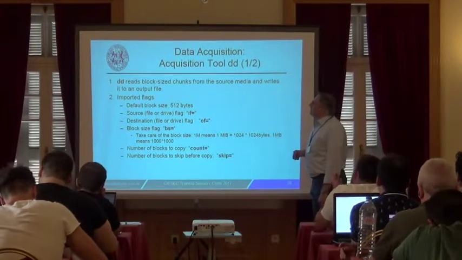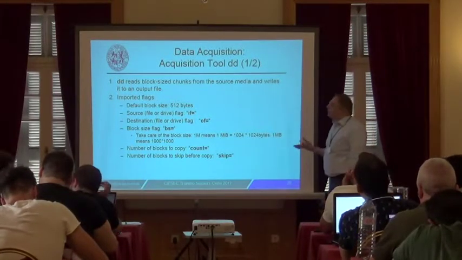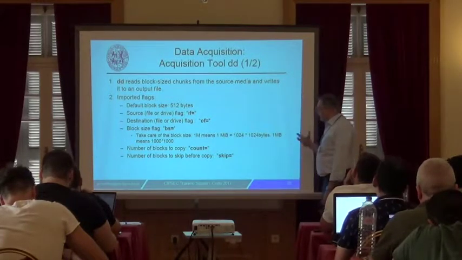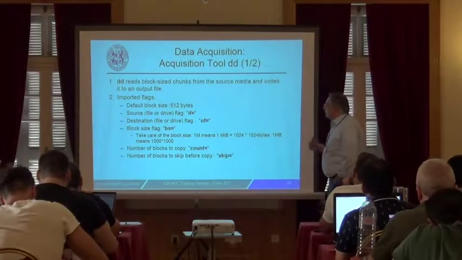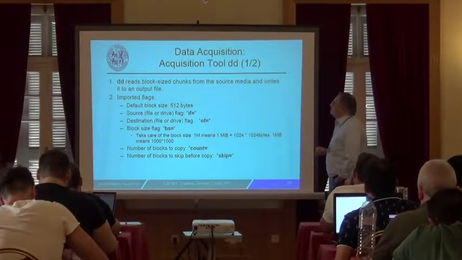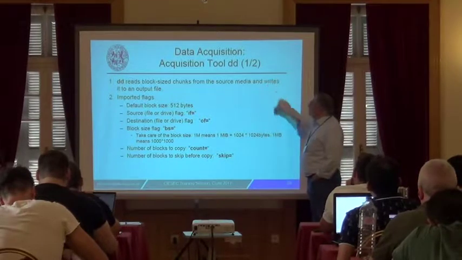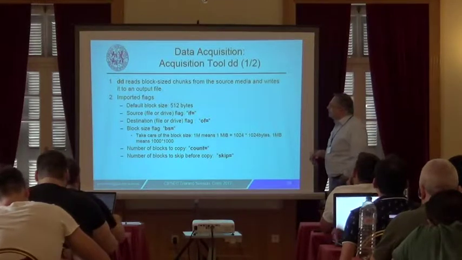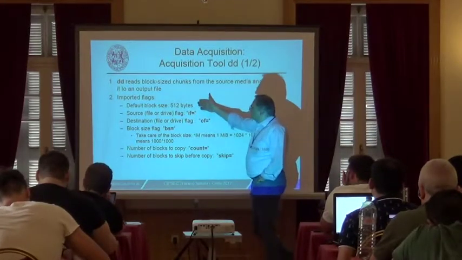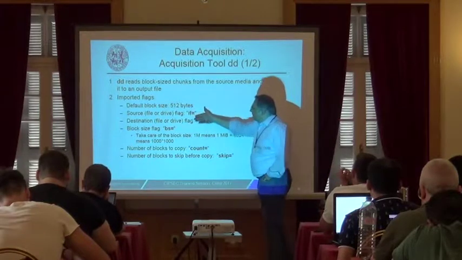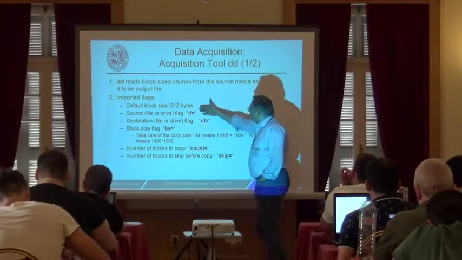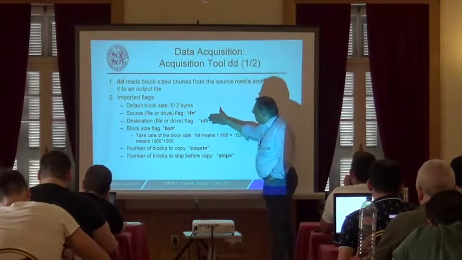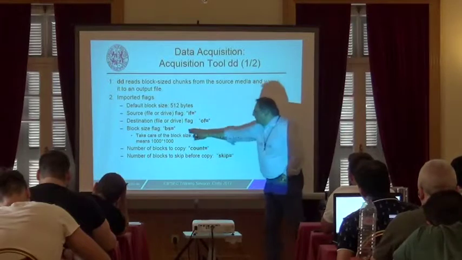Now let's look at an obvious way of doing the copy. So DD is a Unix utility that essentially is designed for copying, from reading and writing chunks of data from source media, and can write it either to a device or to an output file. So the default block size is 512 bytes, and essentially we can use this to define the input file and the output file and the block size.